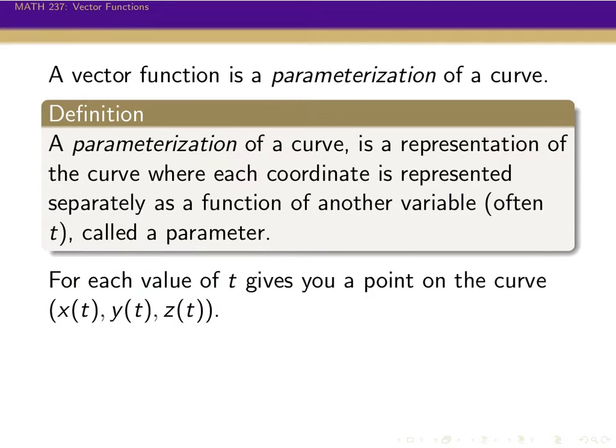If we're doing this in R3, say, you'd have three separate functions, one for the x-coordinate, one for the y-coordinate, and one for the z-coordinate. For every value of t that you pick, you plug that into each of those functions, and that gives you one point on the curve. Then as you change over a range of values of t, that's going to draw out the curve for you.